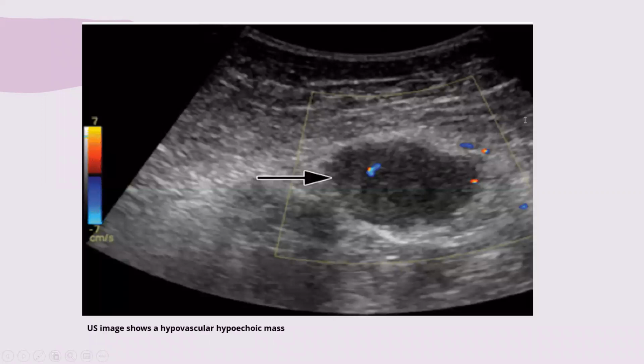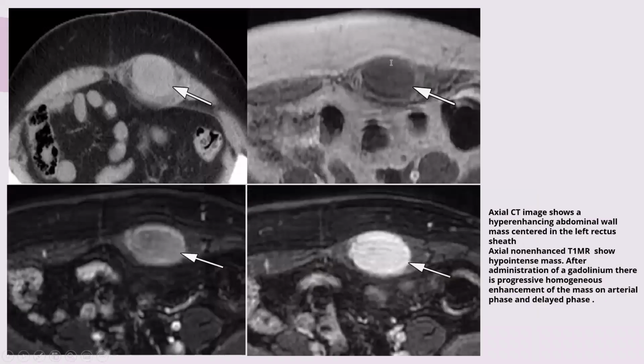By MRI, the axial non-enhanced T1 MRI shows a hypointense mass. After administration of gadolinium, there is progressive homogeneous enhancement in the arterial phase and delayed phase.